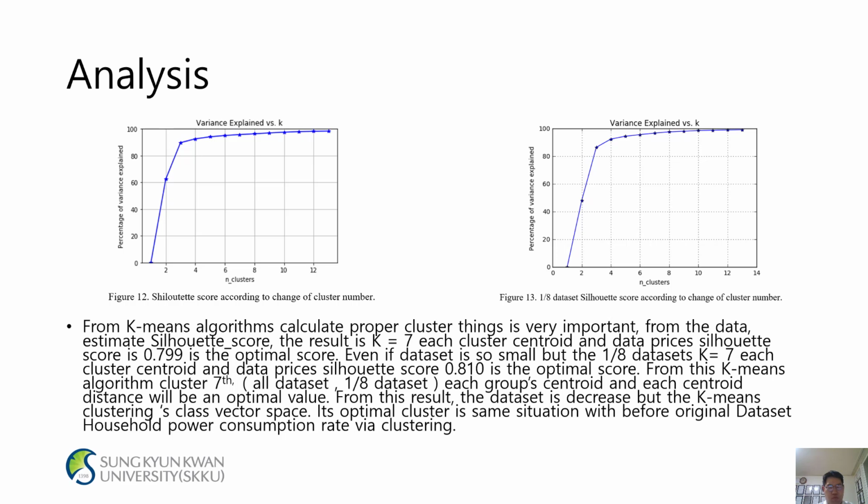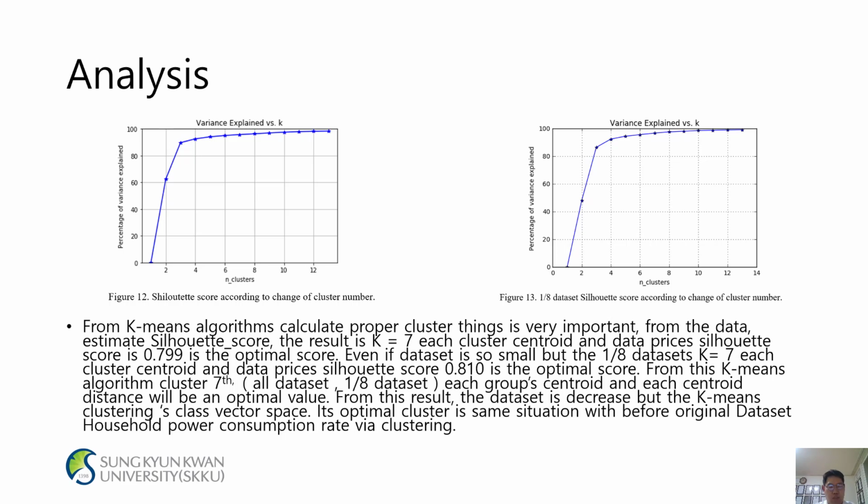Even if the dataset is so small, but the A per 1 dataset, K equals 7, each cluster centroid and data price is silhouette score 0.810, the optimal score. From this K-means algorithm, cluster 7's old score for the A per 1 dataset, each group centroid and each centroid distance will be an optimal value. From this result, the dataset decreases, but the K-means clustering class vector spaces, the optimal cluster is the same situation as the original dataset.